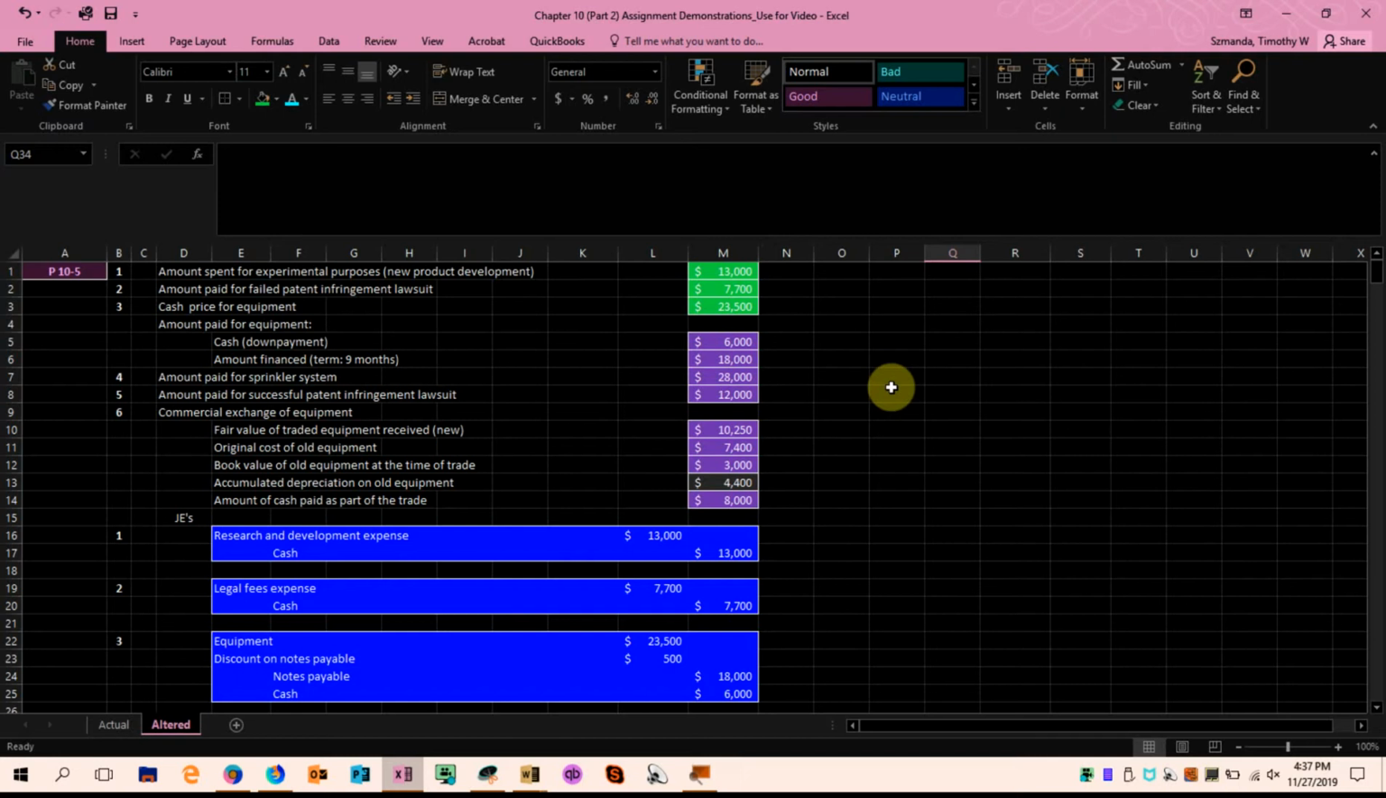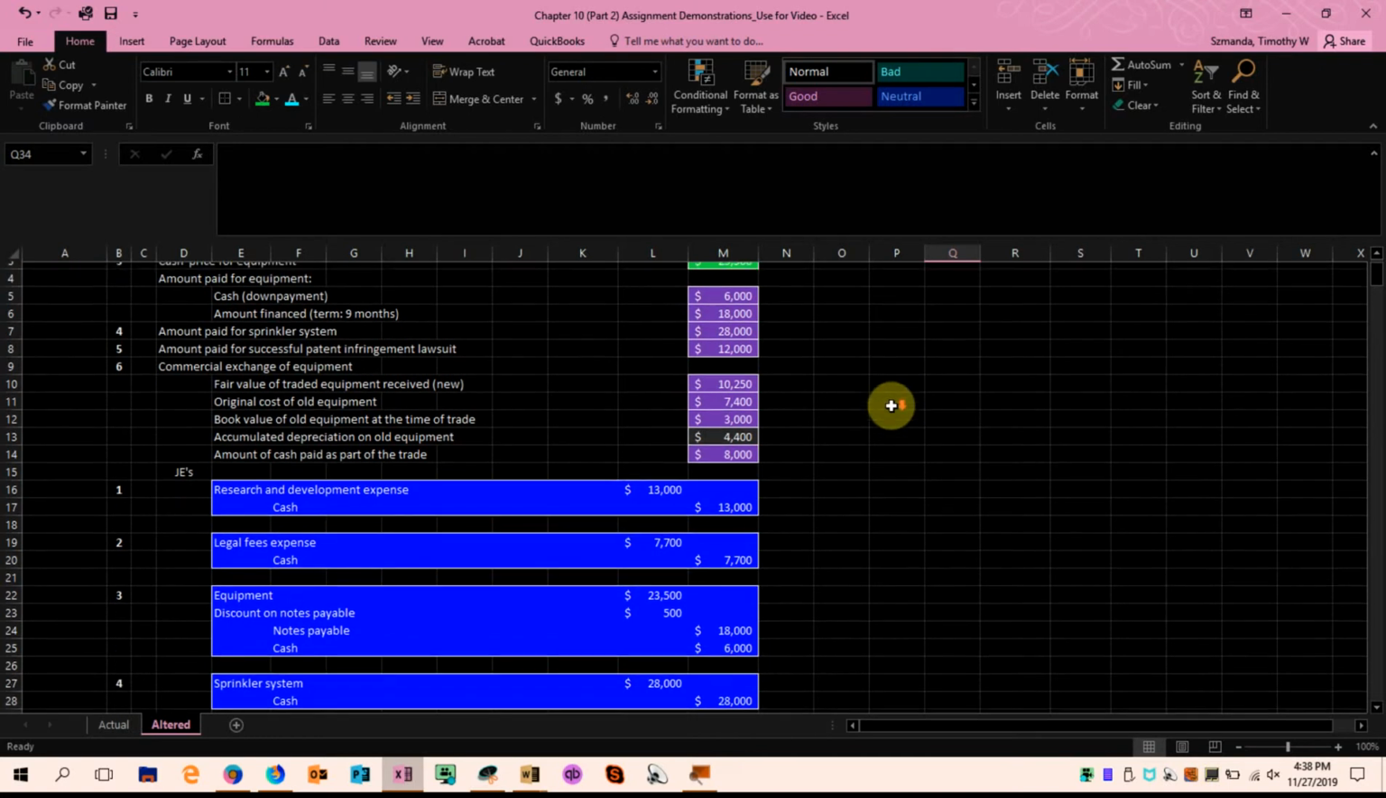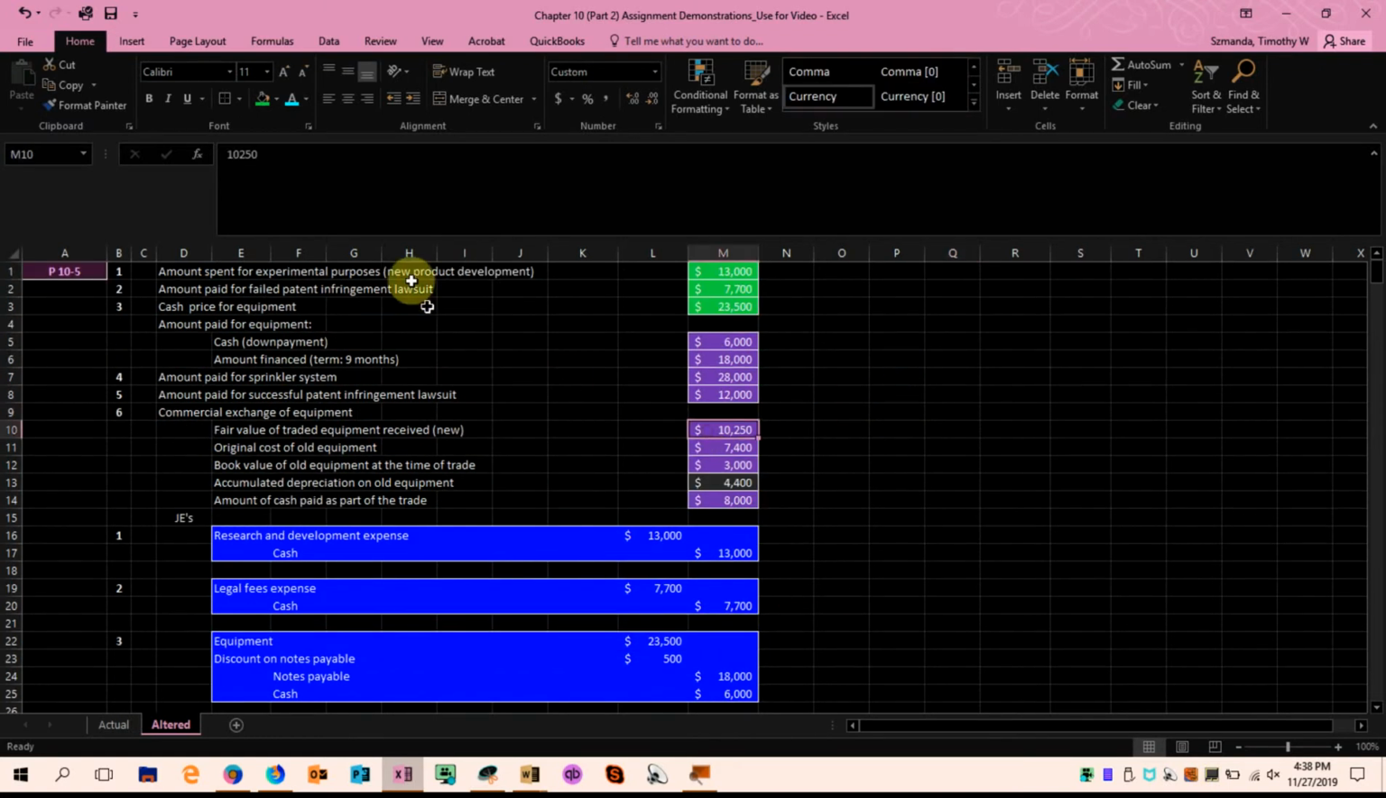But before we get to that, let's look at the first Connect problem, which correlates to problem 10-5 in the text. Here we have independent transactions, and they were all made in cash. So this particular problem is not overly challenging. I did alter some of the data in this problem, so let's run through these transactions.